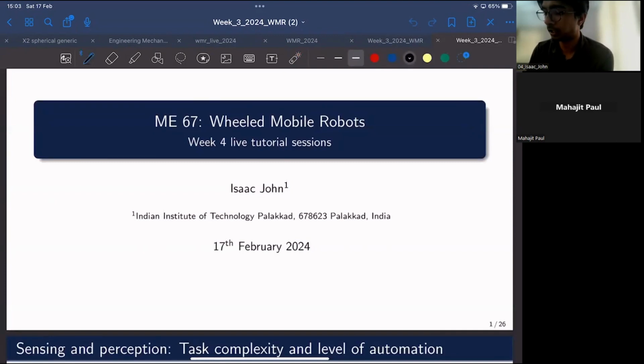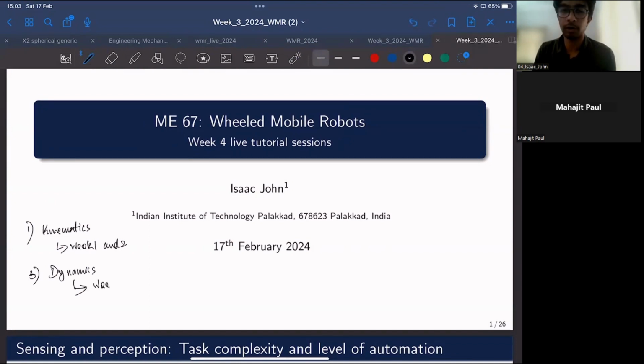So far, for week one and two, we have covered topics such as kinematics. And for week three, we also covered dynamics of wheel mobile robots. We discussed in detail how to dynamically model wheel mobile robots using two different methodologies: the Euler-Lagrange method, and the momentum-based Newton-Euler method.